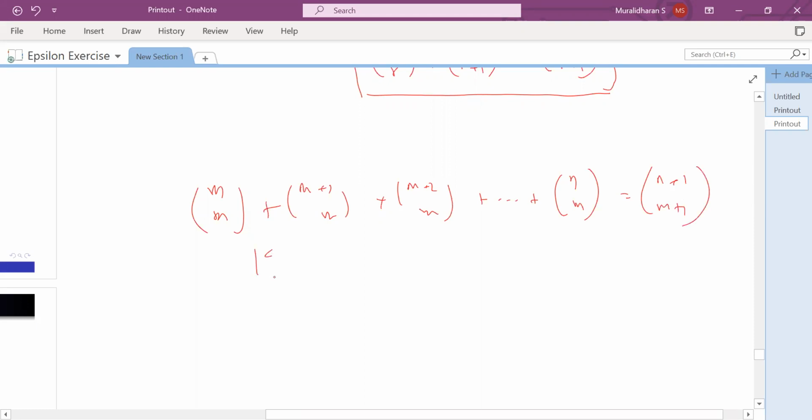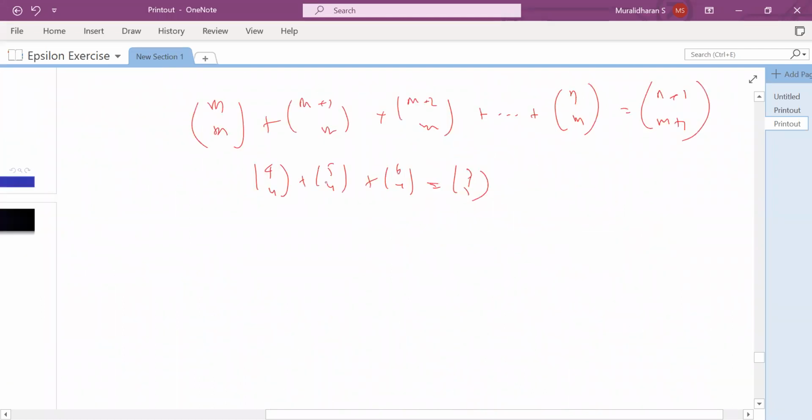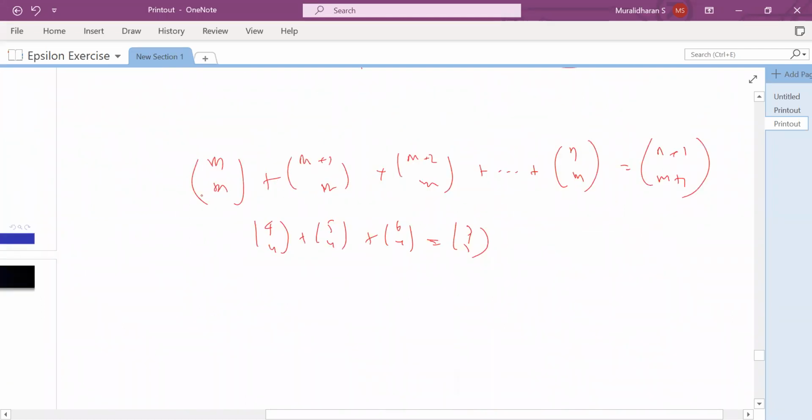For instance, 4C4 plus 5C4 plus 6C4 will be 7C5. That's what we had here. So 4C4 plus 5C4 plus 6C4 is 7C5. Like that. So how do you prove that? How do you prove this one? It's a very important and very nice problem.